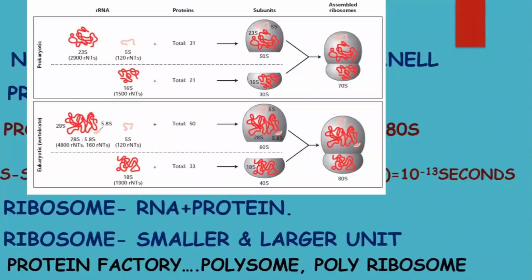Protein factory of a cell. Remember, because they help in protein synthesis, they are called the protein factory of a cell. Now, suppose a single mRNA has many ribosomes on it, then it is called a polysome or polyribosome. Polyribosome or polysome means multiple ribosomes attached to a single mRNA.